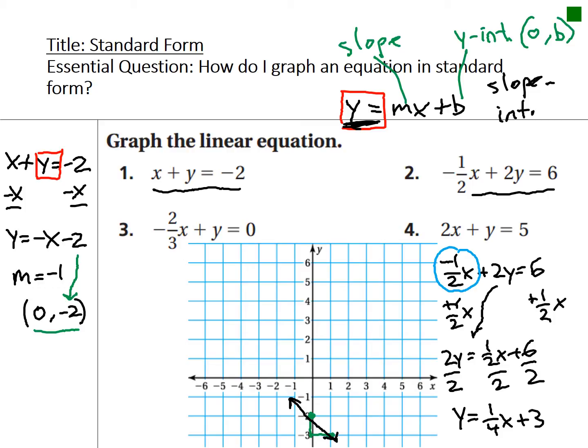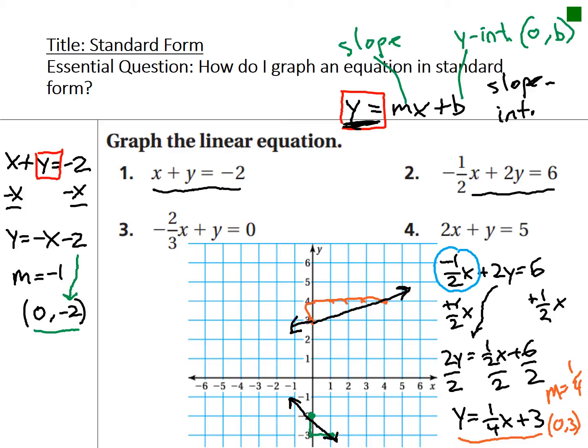This equation is in the proper form. So we have a slope of 1/4 and a y-intercept of (0, 3). And we're ready to graph (0, 3) and a slope of up 1 over 4: 1, 2, 3, 4. And we can just sketch a line in there. Okay, that's the second one.